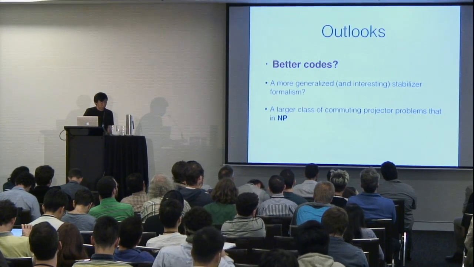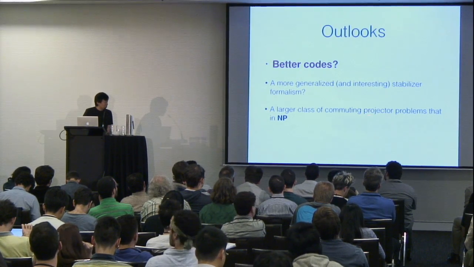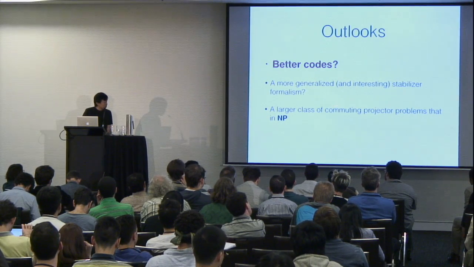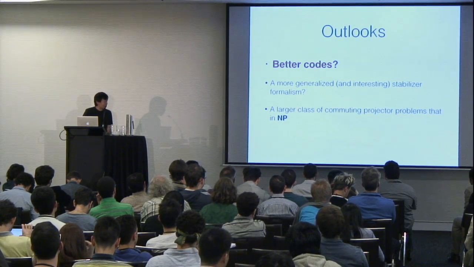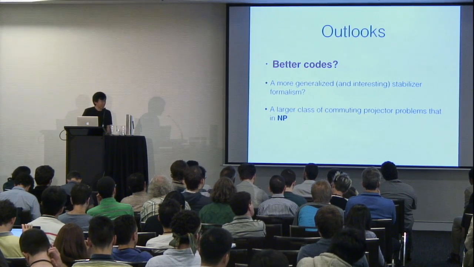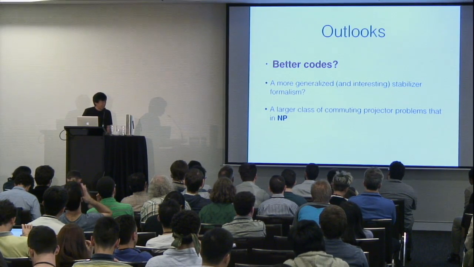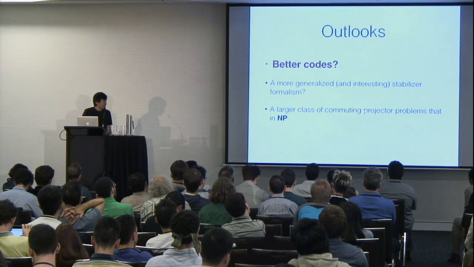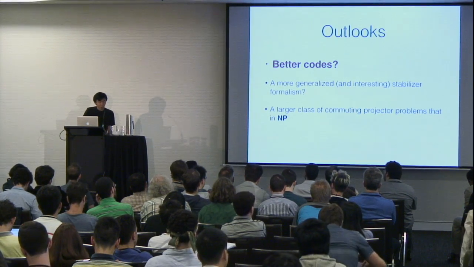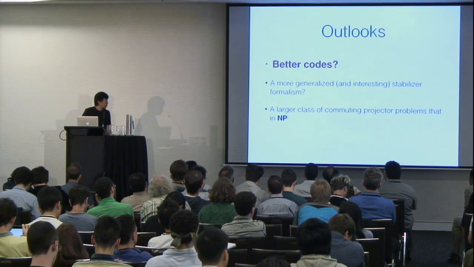obviously, this type of group to commuting projector construction can work for other groups, and by doing that you can obtain a larger class of commuting projector problems that are still in MP. So I think it might be interesting to know what type of group would give you commuting projectors, and what kind of group would make the problems still inside MP.